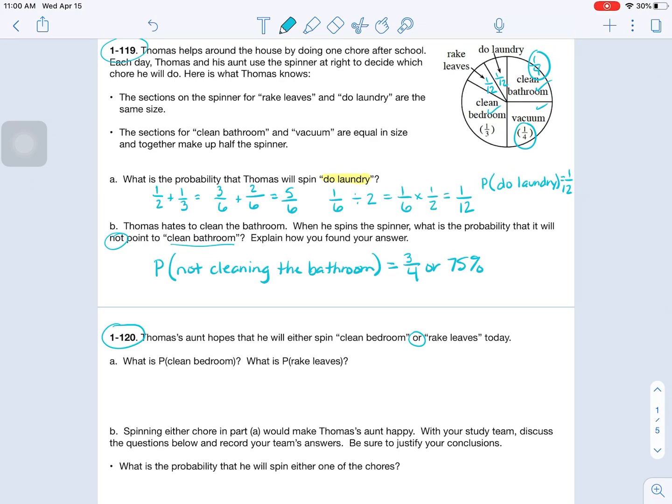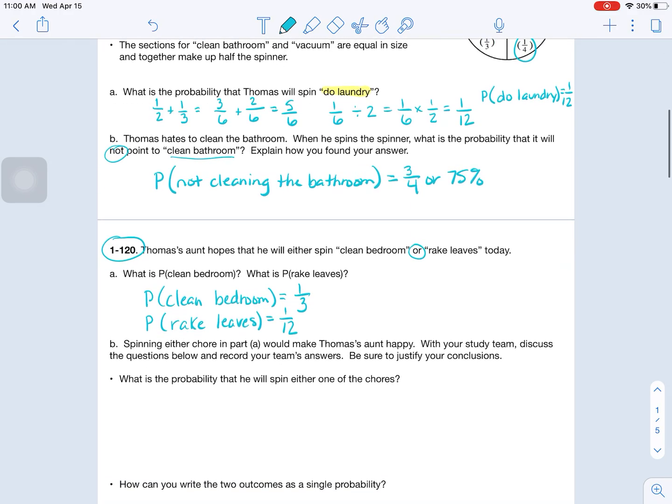So it's asking, clean the bedroom or rake the leaves. What is the probability that he's going to clean the bedroom? So the first question is just clean the bedroom. I'm going to look up at my spinner. I see that cleaning the bedroom is 1/3. So the probability of him spinning clean the bedroom is going to be 1/3. All right, then I have to figure out the probability of raking leaves. If I look up there, raking leaves, we figured out in the previous question that was 1/12. Okay, so there's my two separate answers for those.